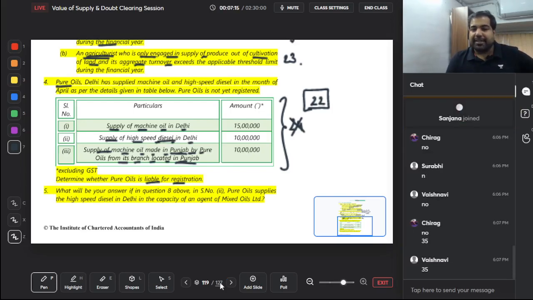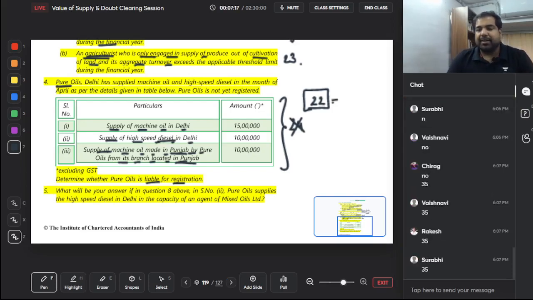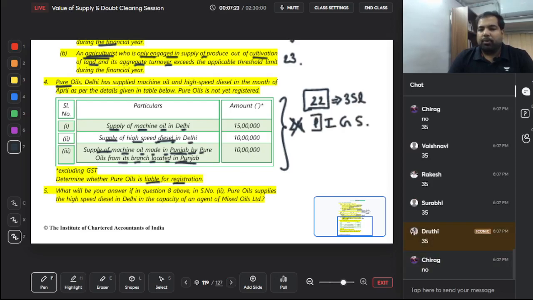But this is diesel, guys. Still you will include it. Excellent, guys. The turnover is 35 lakhs. Please tell me, will PIGS apply to them? Are they dealing in prohibited goods? No. Are they doing interstate?